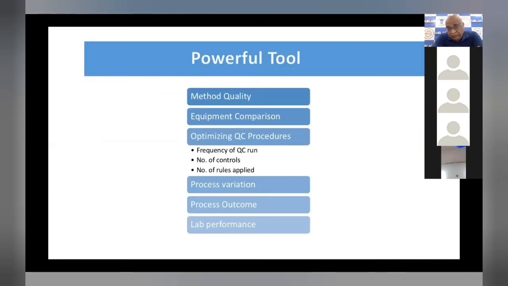Now, we have to develop a powerful tool. If we have two equipments, how can we compare results between these equipments? If we have 4 or 5 options, suppose you want to buy a new hematology analyzer or biochemistry analyzer or hormone analyzer, how do we compare these different equipments, and how do we optimize QC procedures? One thing is you are saying, oh, we are NABL accredited, so we are following 15189. What is written in 15189?